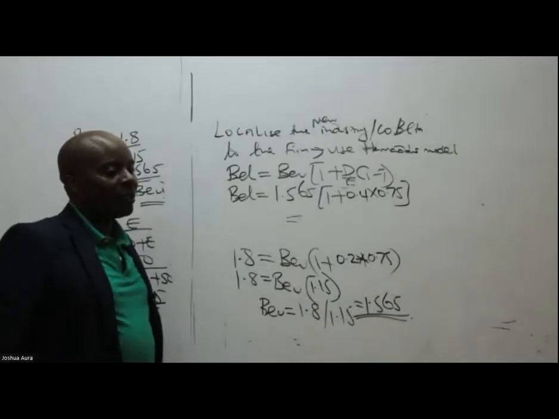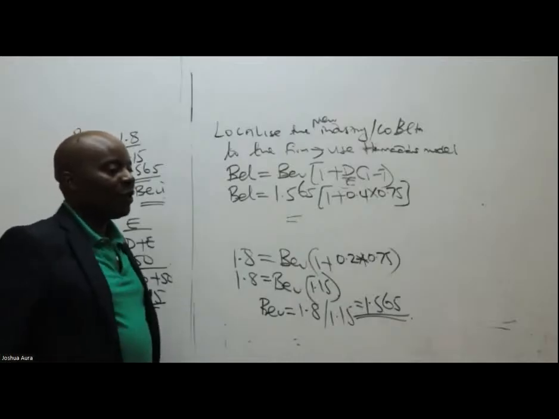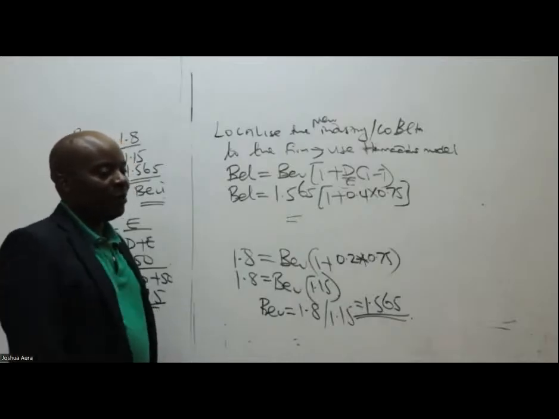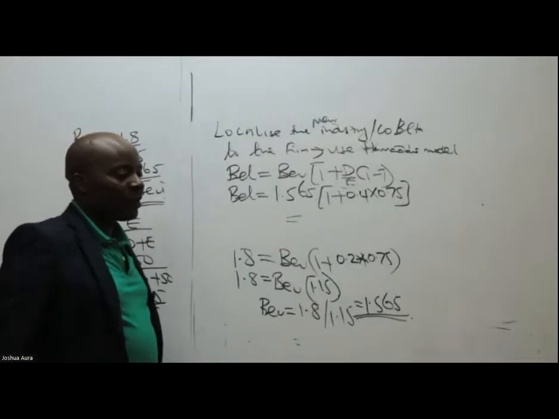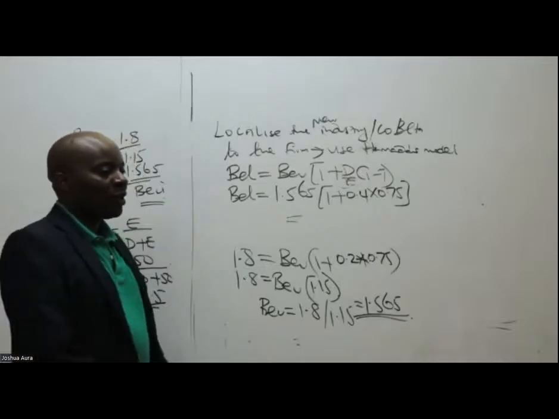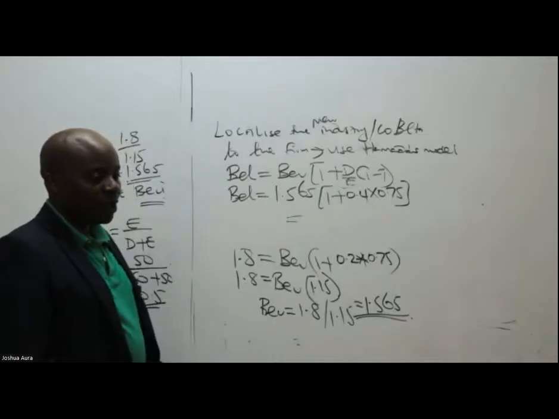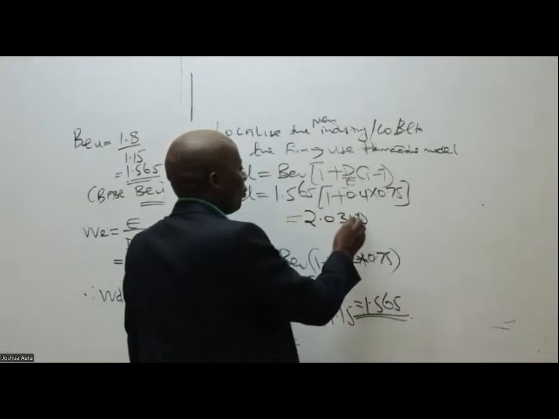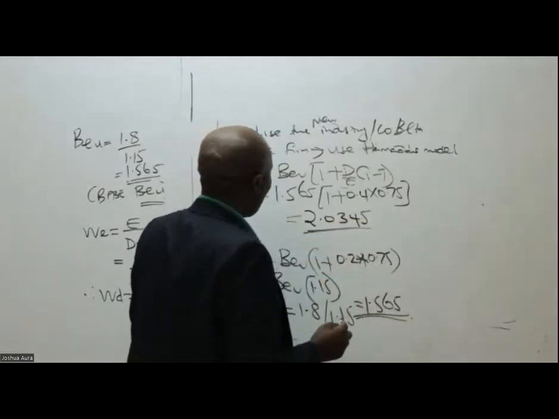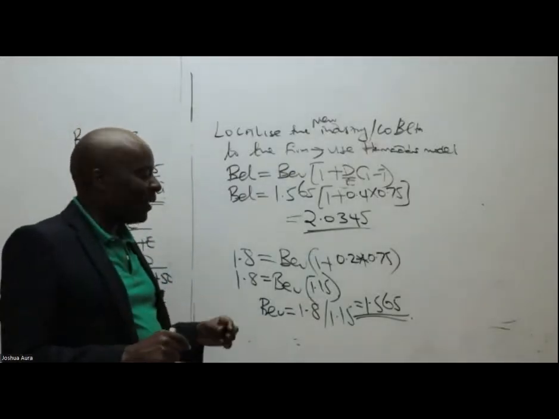What will be my BEL, beta equity of a levered firm? In this case, it will be equal to beta equity of a levered organization. Using your calculators, what will be the beta equity of a levered organization? So this is 2.0345. That's beta equity of a levered organization. I've been able to localize. I've been able to get this BEL.